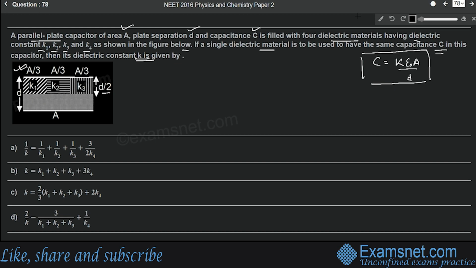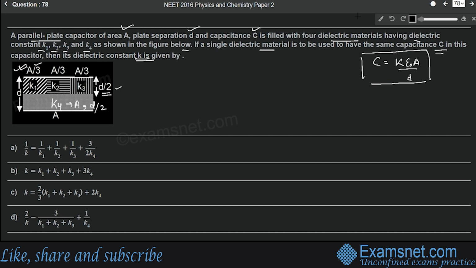In the distance D by 2, that means half of the distance, three dielectric materials are kept having the constants K1, K2 and K3. The area of each of these three is A by 3 and the distance is D by 2, and the fourth one is kept below them. This has the dielectric constant K4. Its area will be A, not A by 3, because in the upper part the area was divided into three dielectric materials, but in the lower part only one dielectric material occupies the area, so it will have the area A and the distance will be D by 2.